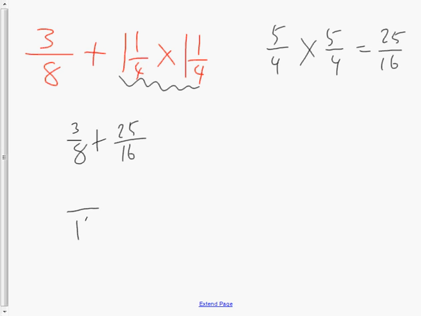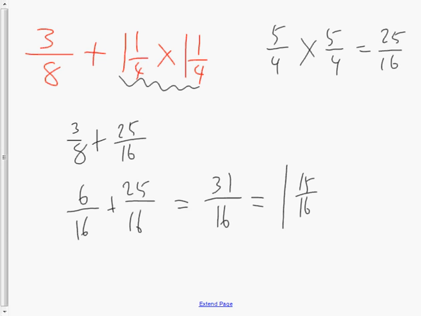Once we are adding, we know we have to transition into the idea of common denominators for adding and subtracting. That will stay the same. This will become an equivalent fraction of 6/16. Add your numerators to get 31. Keep your denominator 16. And the final step would be to convert that back down to 1 and 15/16.